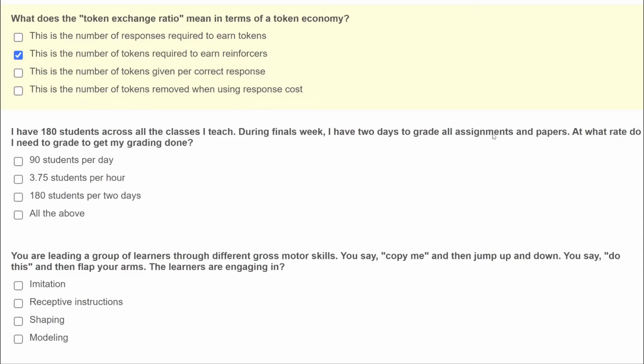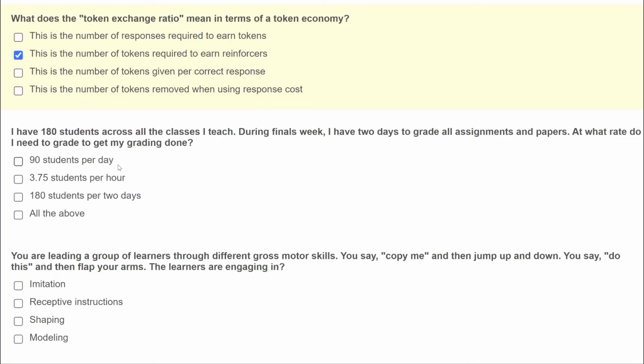What is our formula for rate? Rate is simply frequency over time. So you take your frequency and you divide it by your time. In this case, we have 180 students. That's my frequency. My time is 2 days. So at what rate do I need to grade to get my grading done? Well, let's start simple and just put 180 as our frequency and divide that by 2, we get 90. So if we do 90 students per day, we'll get the grading done. So that's our A. That's answer A.